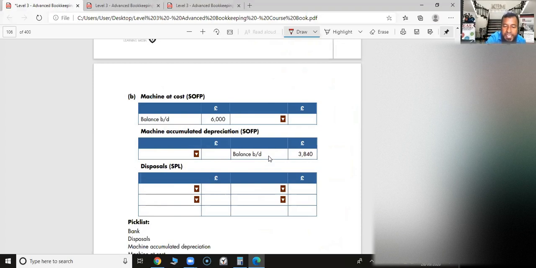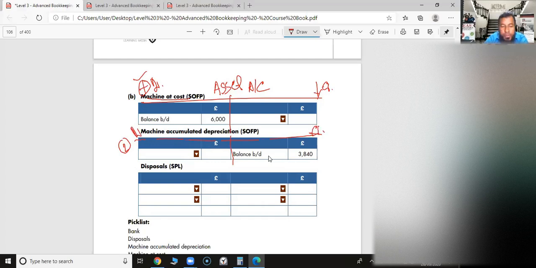The first account is the asset account, or machine at cost. Obviously, the asset account is a debit account, isn't it? If it goes up, it goes on the debit side; if it goes down, on the credit side. Machinery accumulated depreciation is the second one. This is a credit account, isn't it? Credit. So if it goes up, plus on the credit side, minus on the debit side.